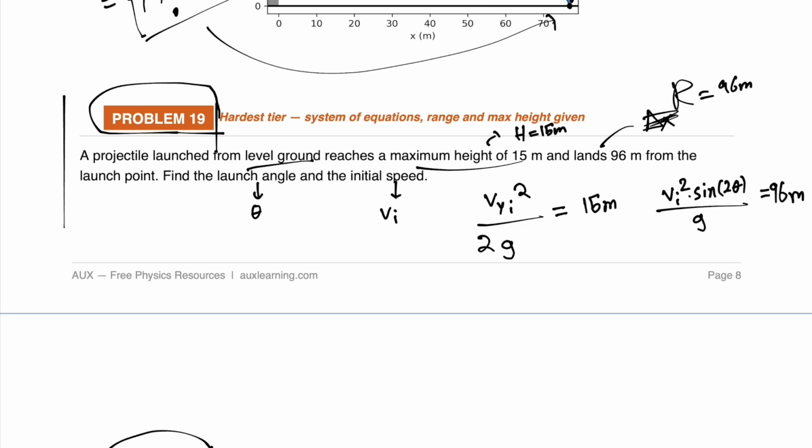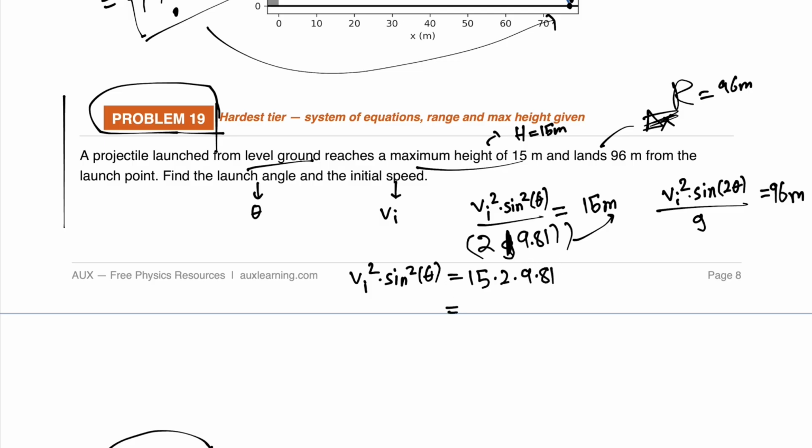And then what we can do is we can change this vyi squared to be vi squared times sine squared of theta. Okay, because vy is just vi sine theta. So if you square that, you get squared on both of these. And then we can also change this to be 2 times 9.81. So you can multiply by this denominator on both sides. So it's going to be equal to 15 times 2 times 9.81.